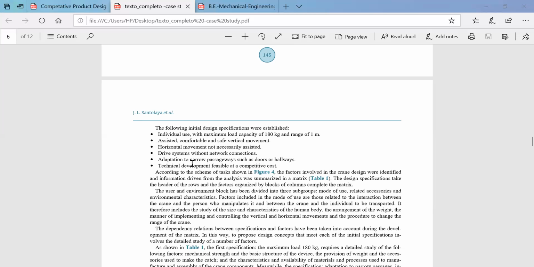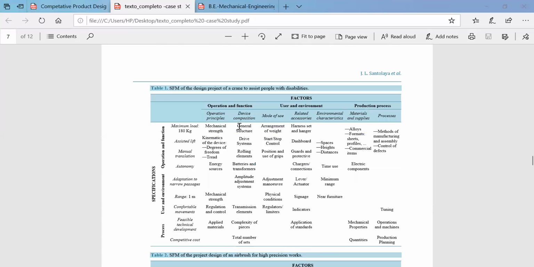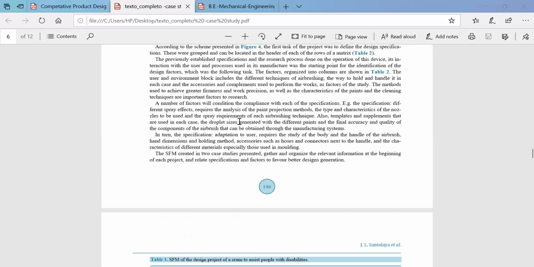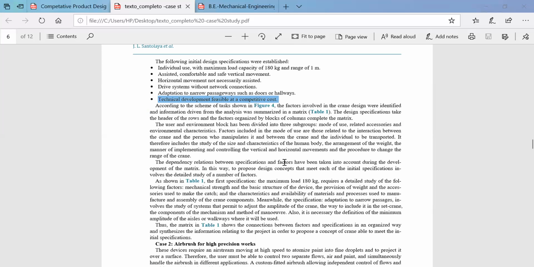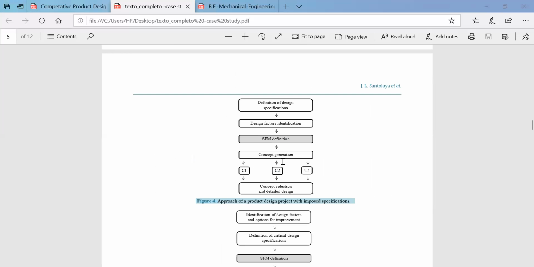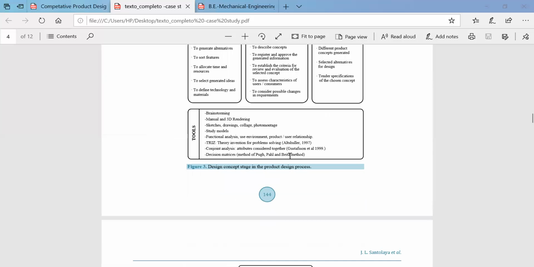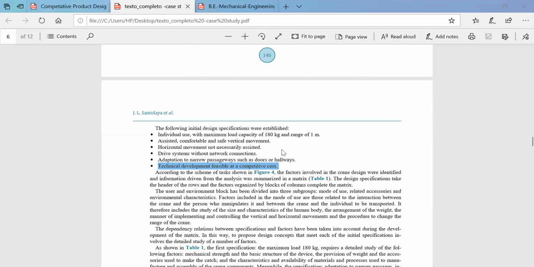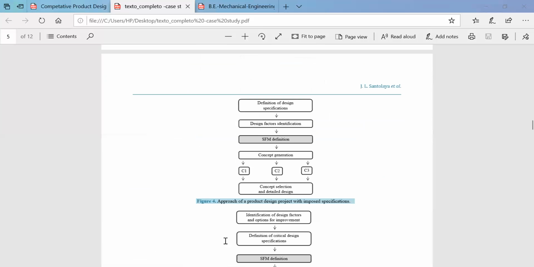And lastly, the technical development feasible at a competitive cost. So even the cost matters a lot. So these were the requirements which were needed. So in that, according to the scheme of tasks shown in figure 4, this is the scheme of tasks which we explained. So we have explained the entire process, what are the changes to be made. Now we are relating to a particular case study. So you can go through this. This will help you to understand how the crane application has been implemented to figure 4.